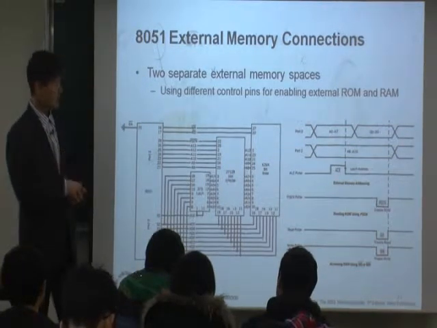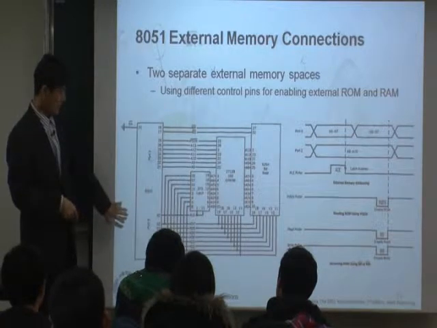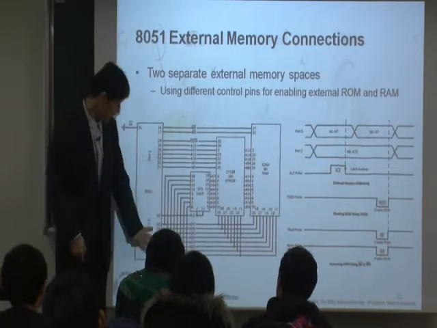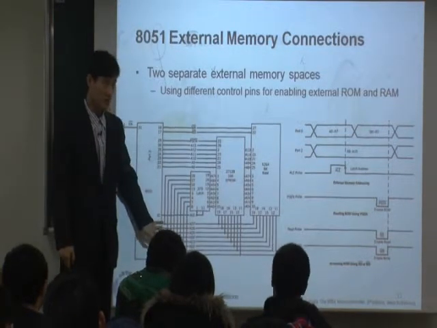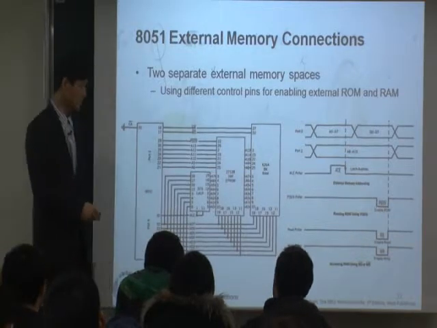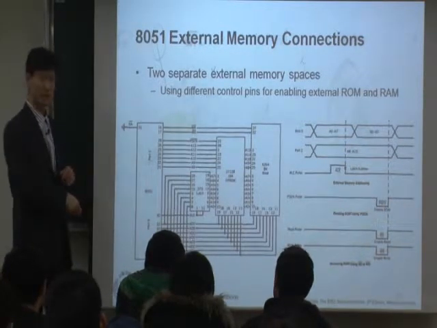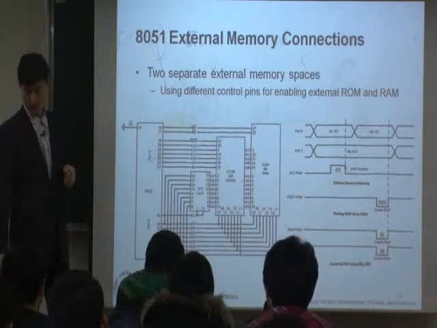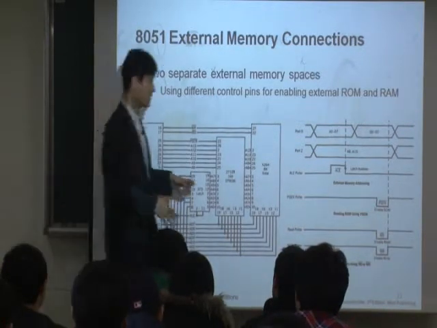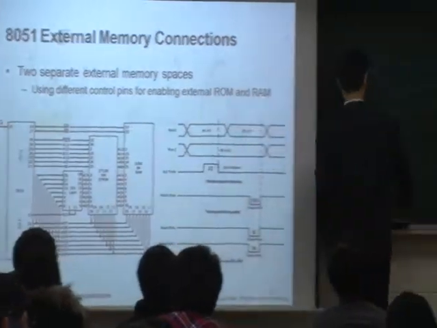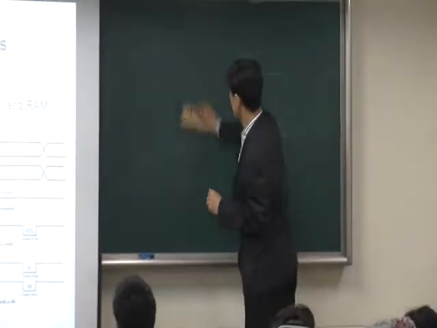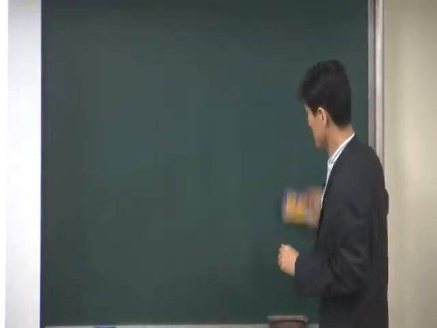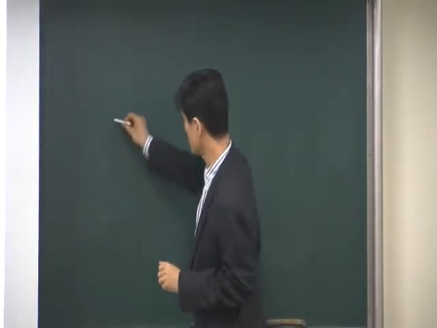Another thing is, look at port 0. Now port 0 is used for both address and data. So how does it work? Generally, forget this one. Generally, how things should work is this one.